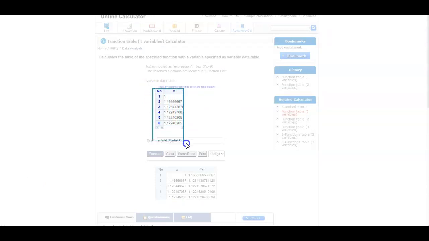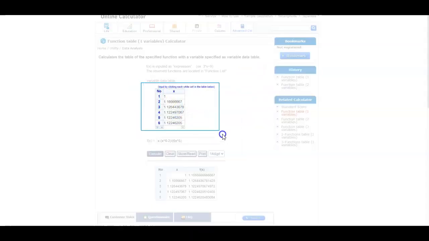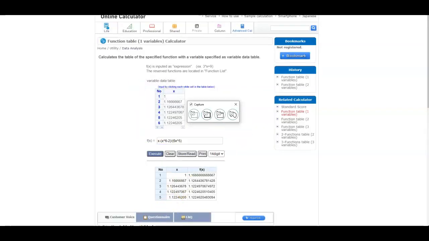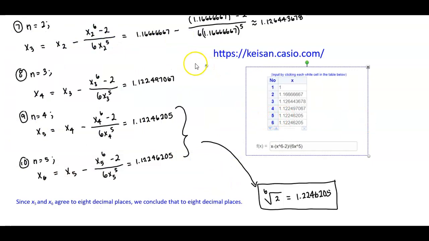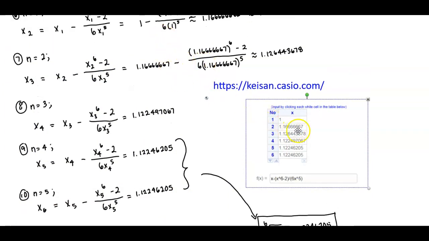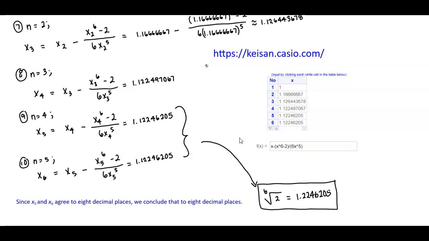So let me go ahead and copy this, so you can compare it to our results. Okay, so therefore, there you have our 1.167, 1.2644678, then we have 1.22497067, 1.22462205, and 1.122462205. So again, you can either use that calculator to make your table or use the TI84.